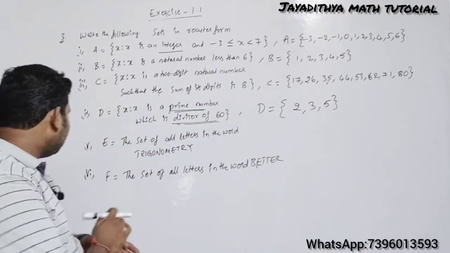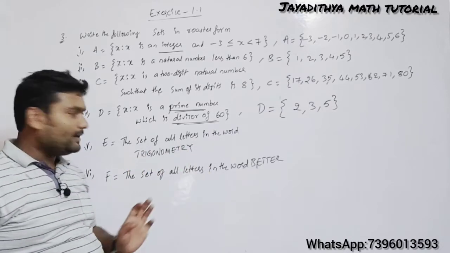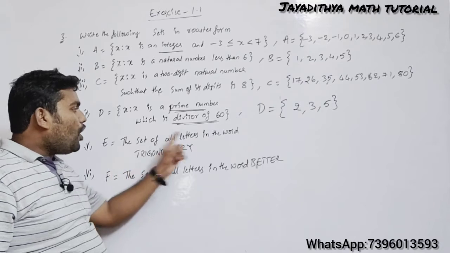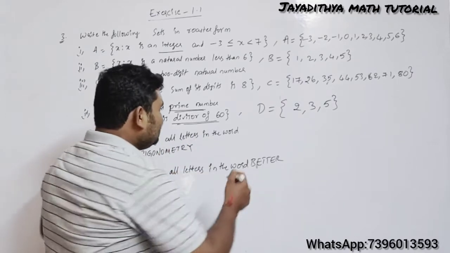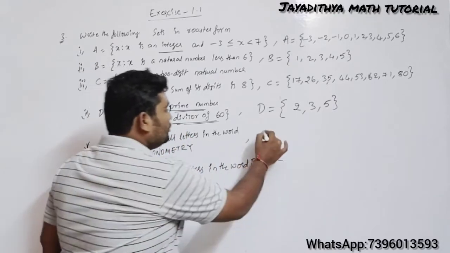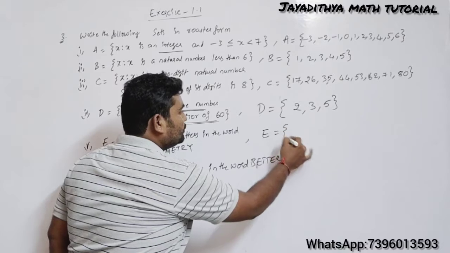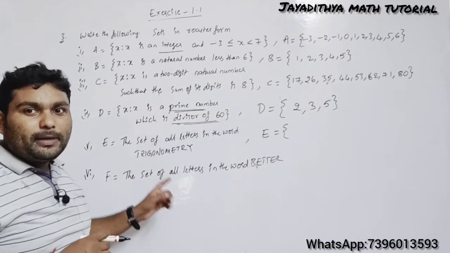So what is the next set here? E is the set of all letters in the word trigonometry. We have discussed this type of question in our previous class itself. So how to write this one? This is the set E. You should write all the letters which are there in the word trigonometry without any repetition.